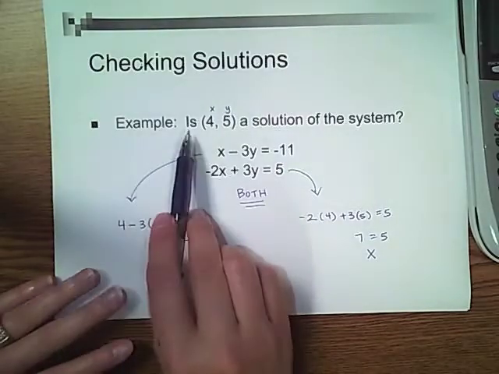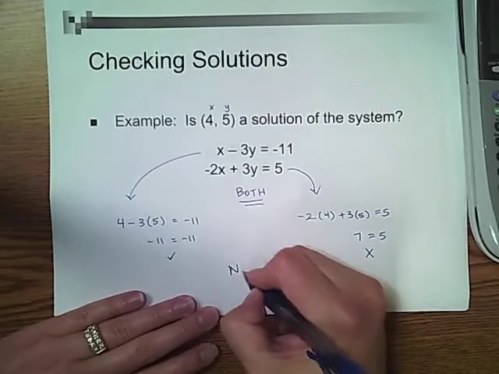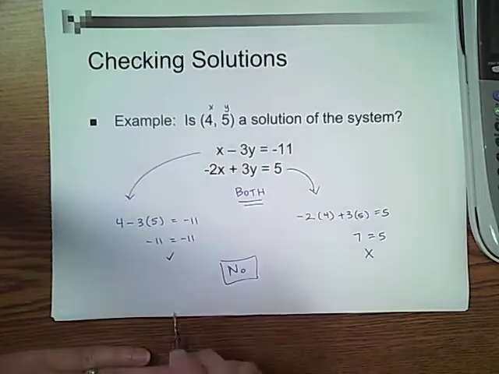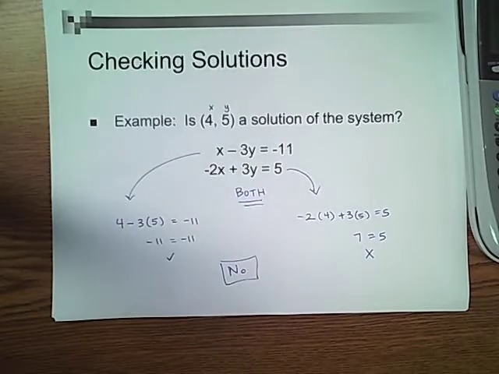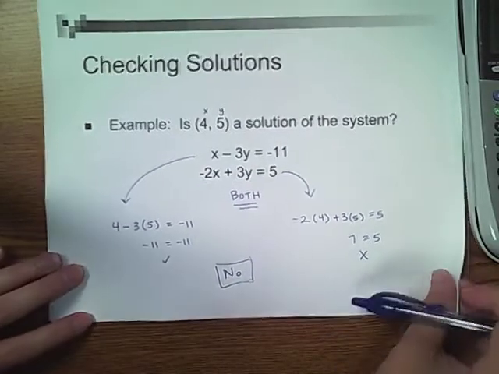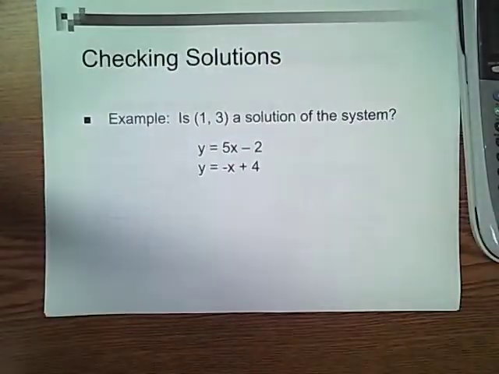So I'm going to go back to my question. Is (4, 5) a solution to this system? The answer is no, it's not a solution because it did not work in both of the equations. All right, let's try another one of those and just see how it goes. All right, and if you can work ahead of me when you're testing these out, that would be great. Otherwise, just follow along here with me.